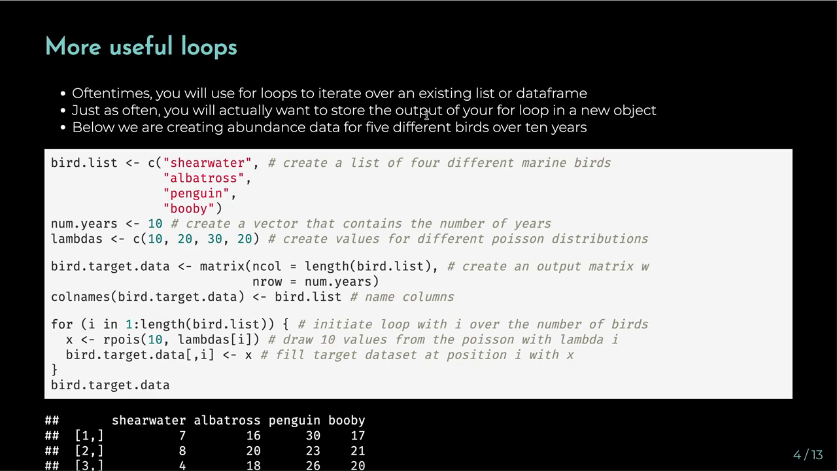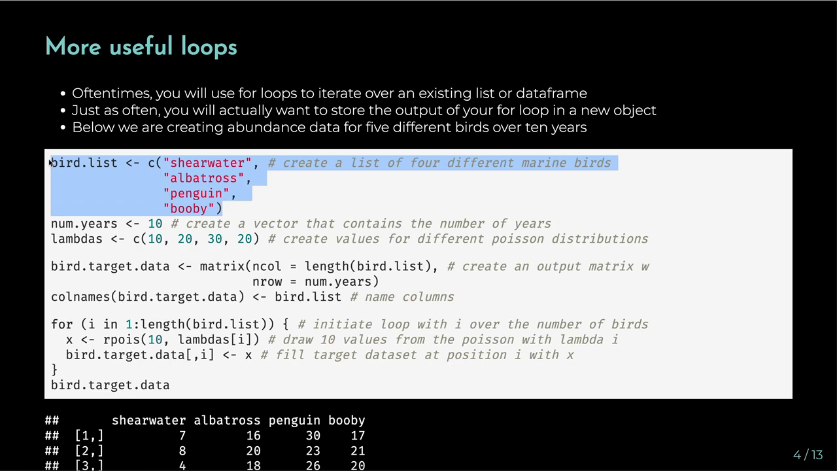And oftentimes you will actually want to store the output of your loop in a new object because it runs iteratively. It basically overrides the previous element of the loop every time unless you store the output of that loop somewhere in each round. So what I'm doing below is I'm creating abundance data for actually 4 different bird species over 10 years. Obviously, it's completely made up, but it does the trick for this example.